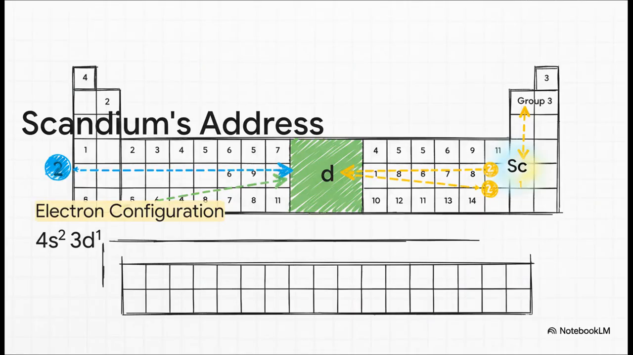Now watch this. This is where the magic happens. That configuration isn't just a list, it's a set of coordinates. The highest shell number, the highest n value, is 4. That tells us scandium is in period 4, the 4th row. The subshell of the very last electron we added was d. That tells us it's in the d block. And for elements in the d block, if you add up the electrons in the outermost s and d subshells, so 2 plus 1, you get 3. That's the group number. Period 4, group 3. Go look it up. That is exactly where you'll find scandium.